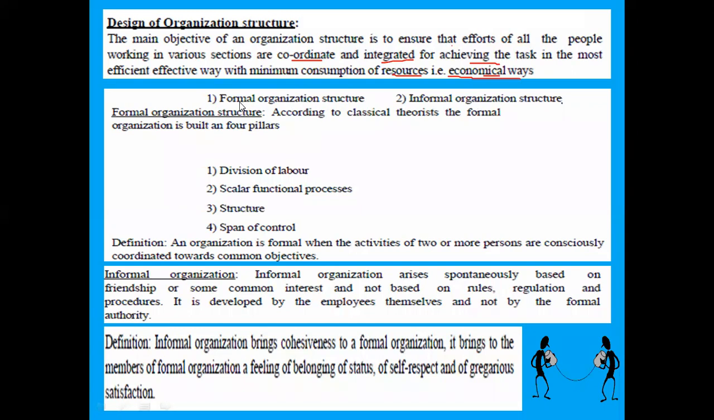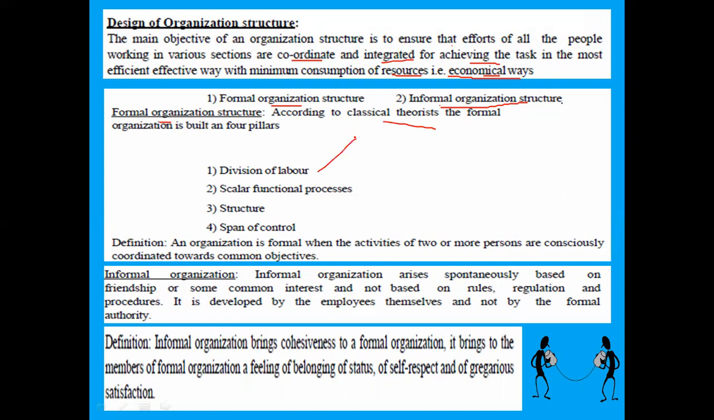Coming to the design of organization structure, we have two types of designs: formal organization structure and informal organization structure. Coming to the formal organization structure, according to the classical theories, formal organization is built on four pillars. How did this formal organization develop? It has been built on four pillars. So what is the first pillar here?